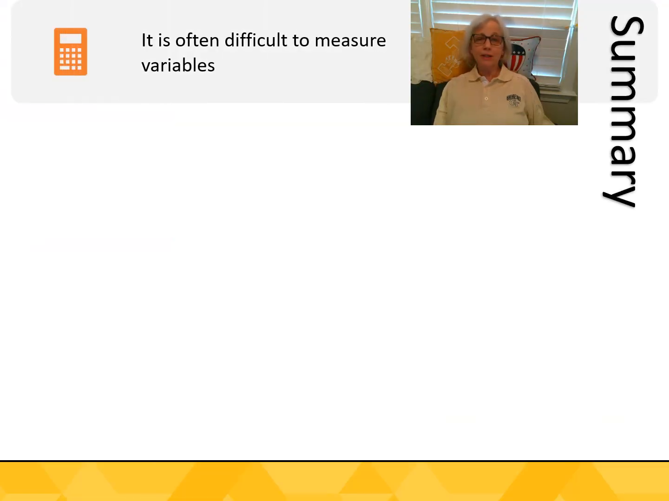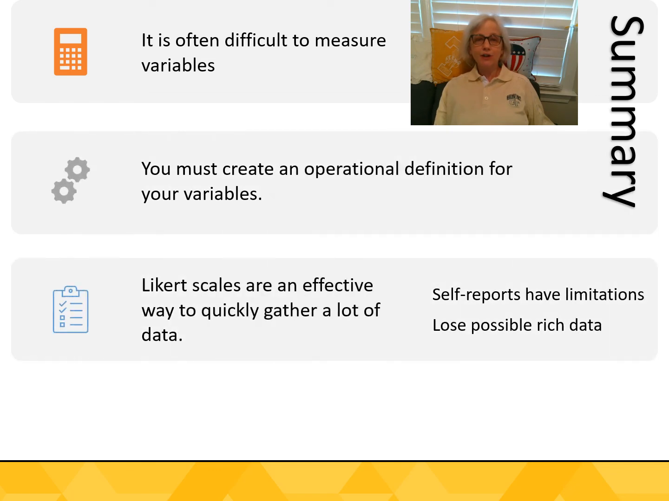In sum, measuring variables is hard. You can make it easier by creating a detailed, complete operational definition for each of your variables, including all necessary components while omitting extraneous elements. Likert scales are often used and are an easy way to gather a lot of data quickly. However, self-reports have limitations and you lose rich data you might gather in interviews or open-ended questions.